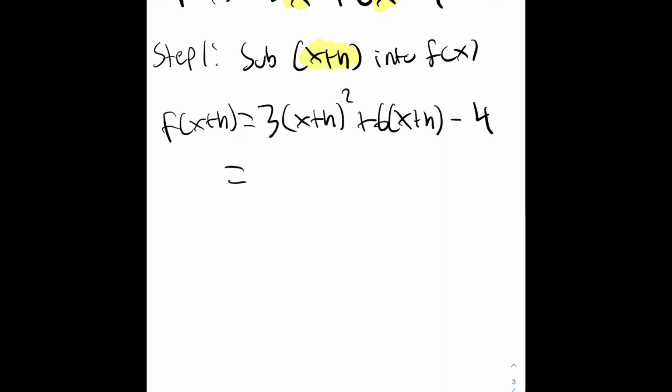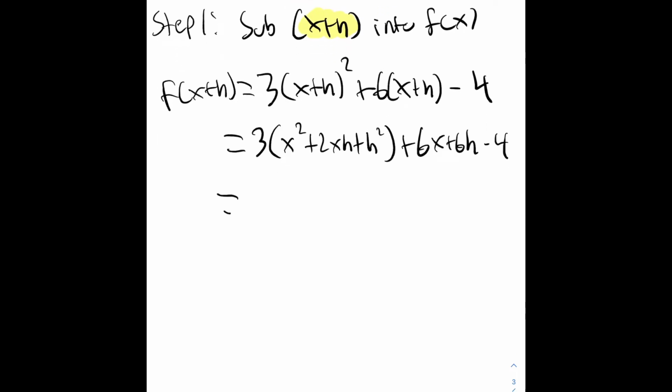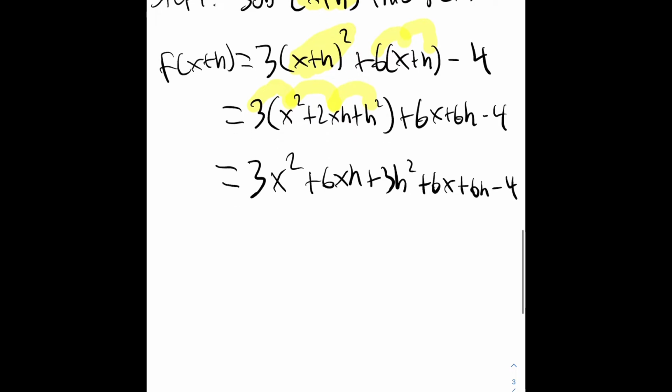So x plus h times x plus h gives me x squared plus 2xh. I have to FOIL this out. Plus 6x plus 6h minus 4. Now we need to distribute this. This was the first step I did, and then I also substituted here. Now I'm going to take 3 and multiply it into each term: 3x squared plus 6xh plus 3h squared plus 6x plus 6h minus 4.